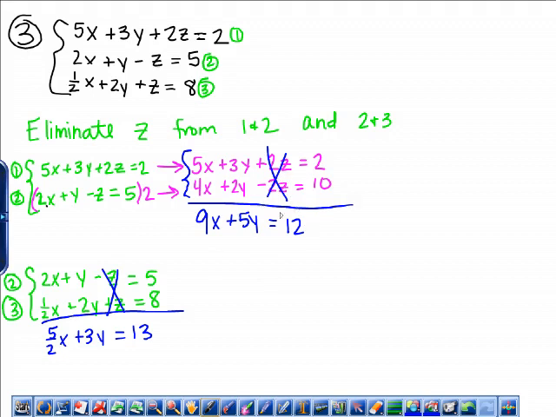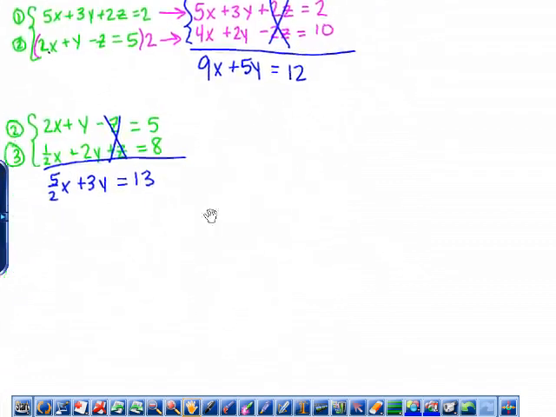Now, I have 2 new equations in blue. How many variables are in those 2 equations? 2. So I have two equations in blue. They both have two variables, so can we solve these? Yeah. So that's going to be what we focus on now. Now that we've eliminated z, we're going to go ahead and solve our equations with just x and y.